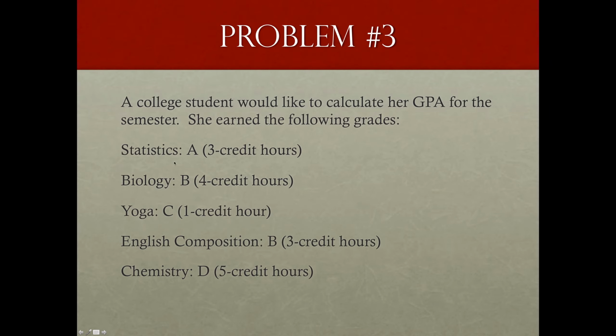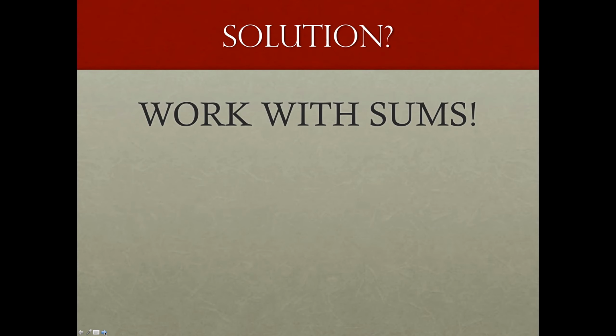didn't do so well in chemistry and got a D. But you'll notice each of these courses has different credit hours. Biology was 4, statistics was 3, yoga was 1, and chemistry was 5. So how do we handle this type of a situation? Same way, we work with sums.